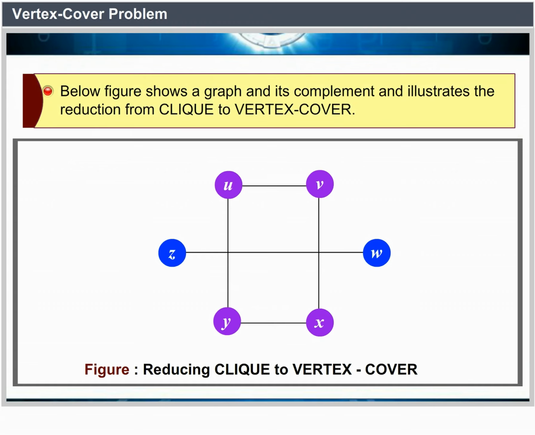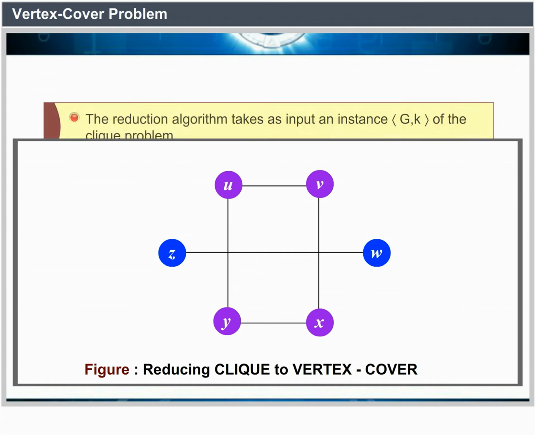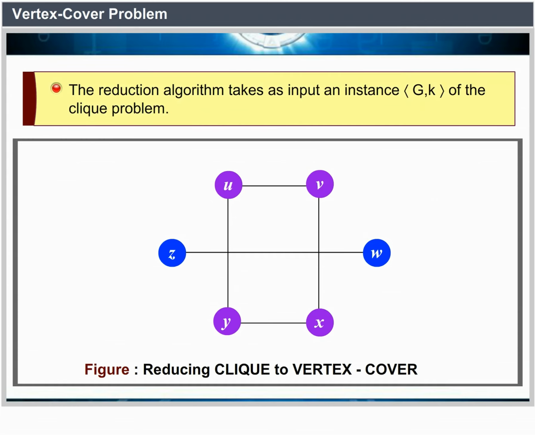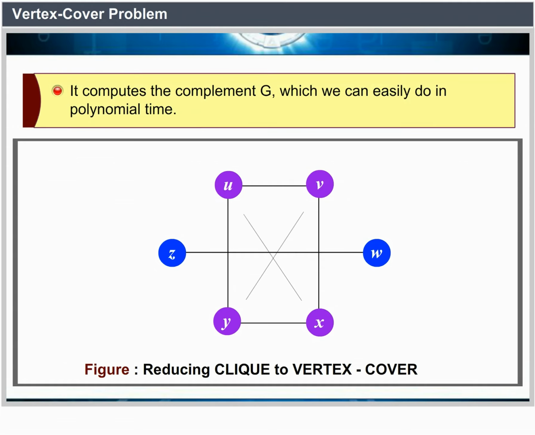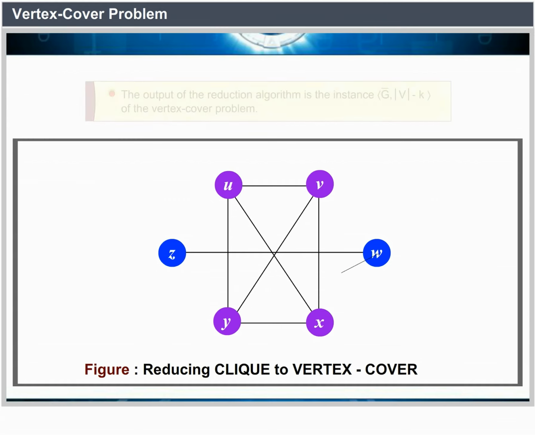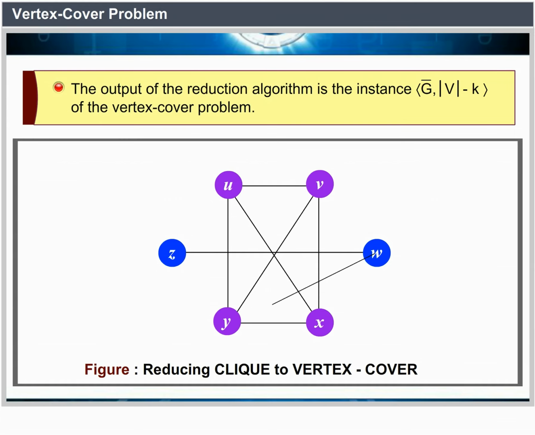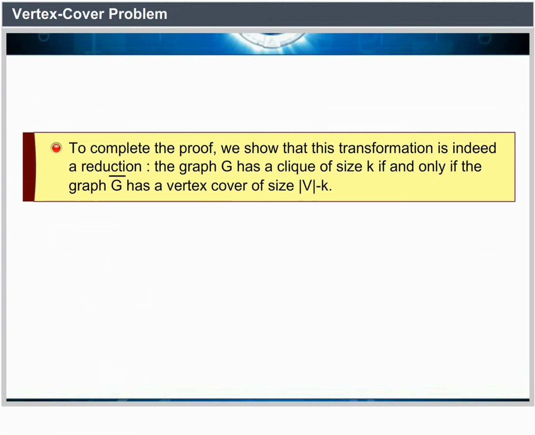The reduction algorithm takes as input an instance (G, K) of the clique problem. It computes the complement G bar, which we can easily do in polynomial time. The output of the reduction algorithm is the instance (G bar, |V| - K) of the vertex cover problem. To complete the proof, we show that this transformation is indeed a reduction. The graph G has a clique of size K if and only if the graph G bar has a vertex cover of size |V| - K.